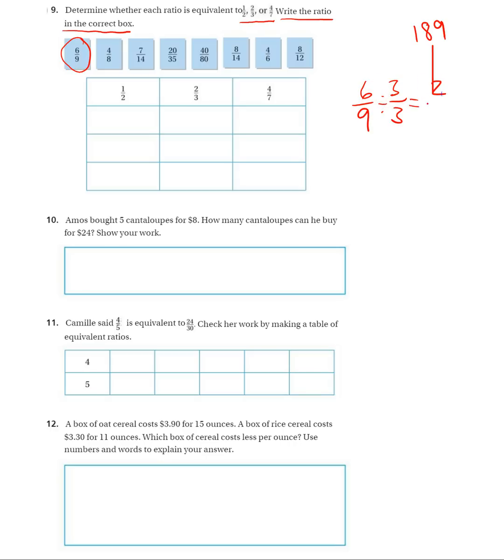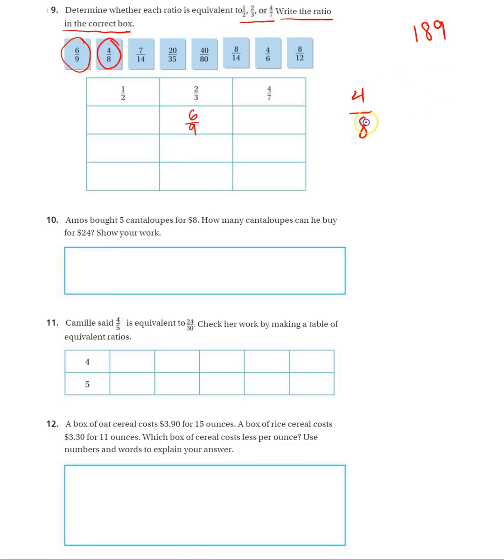6 divided by 3 is 2. 9 divided by 3 is 3. So 6/9 is equivalent to 2/3. So that means 6/9 goes under 2/3. And then we go to the next one, 4/8.